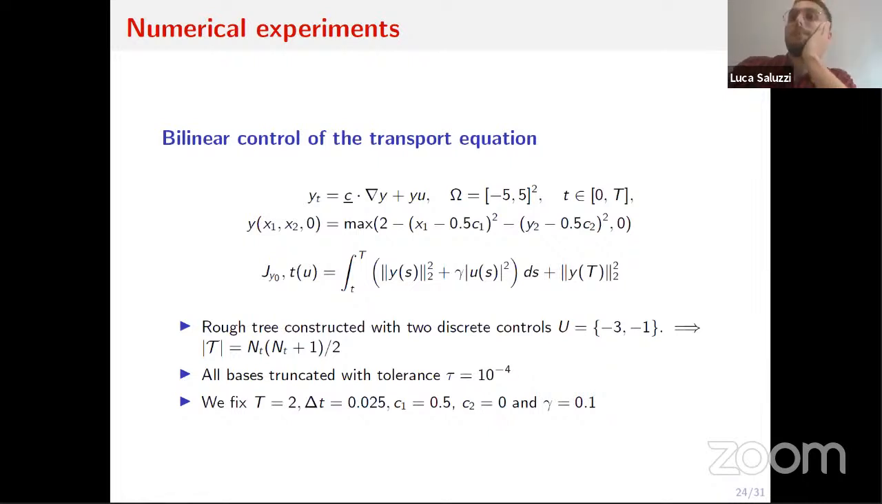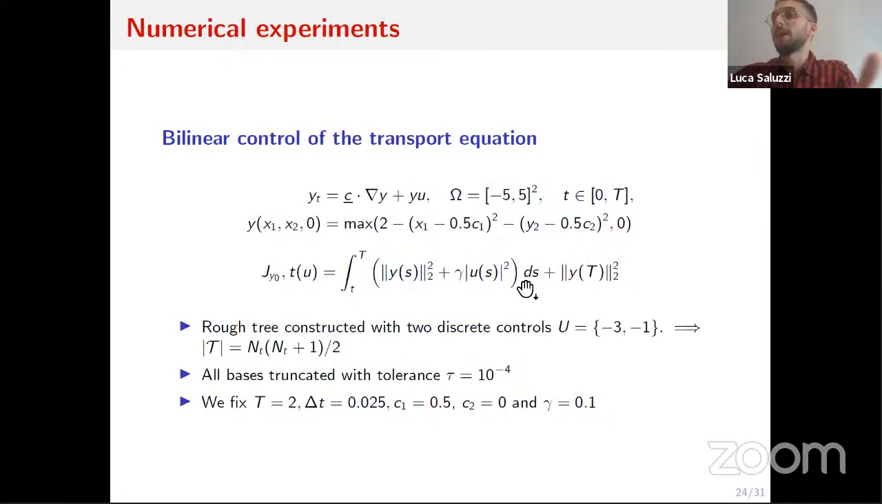First of all, the bilinear control. Let's consider the transport equation, where we are multiplying y times u. This is our domain, and this is the initial condition. The cost function is just the L2 norm of the solution plus gamma times the norm of the control.